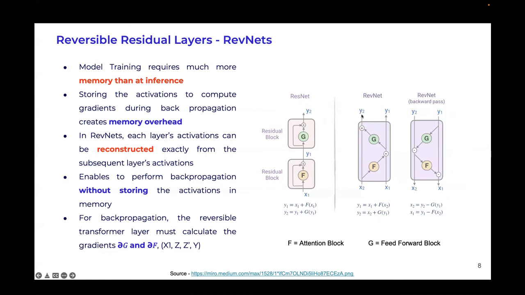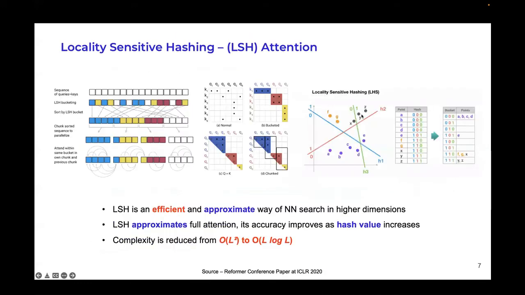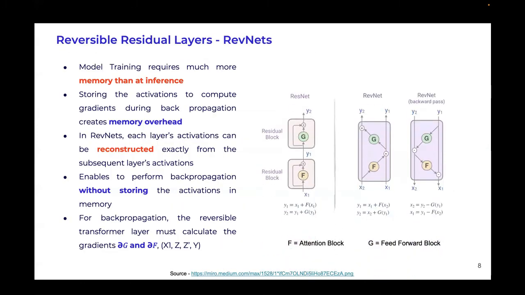Here you can see these two streams are getting recalculated during the backward pass. X2 is equal to Y2 minus G of Y1, and X1 is Y1 minus F of X2. Here you can see the flow. In this way, we are not storing the activations. Instead, we reconstruct them again during the back propagation. So this will reduce the memory overhead.